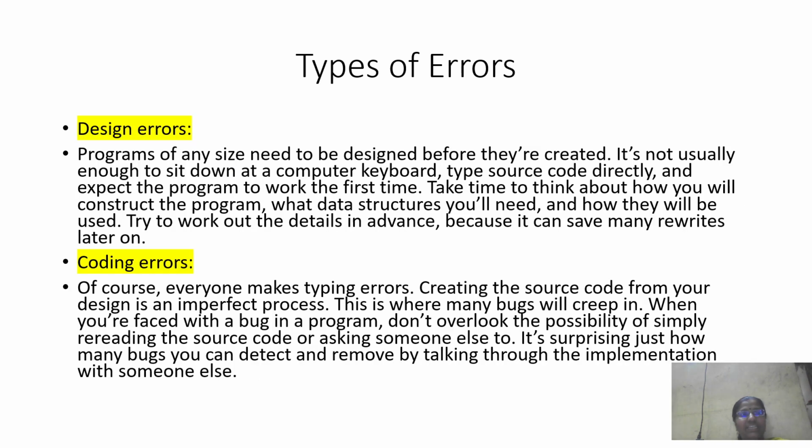Then there are design errors. Programs of any size need to be designed before they are created, so there may be design errors. There may also be coding errors. Everyone makes typing errors. Creating the source code from your design is an imperfect process, and that is where many bugs will creep in. When you are faced with a bug in a program, don't overlook the possibility of simply rereading the source code or asking someone else to do so. You may detect and remove bugs by talking through the implementation with someone else.